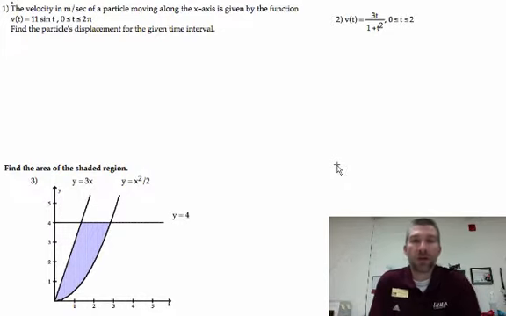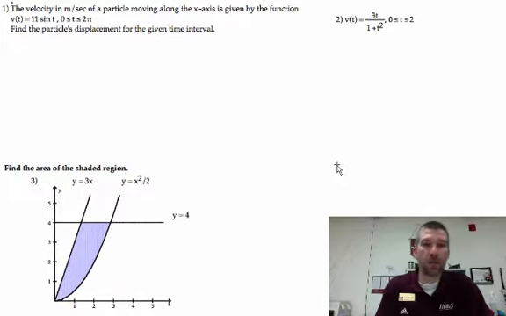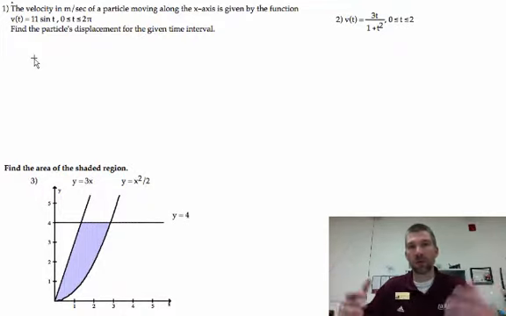First question, the velocity in meters per second of a particle moving along the x-axis is given by the function where the velocity is equal to 11 sine t from 0 to 2 pi. Find the particle's displacement. In other words, where'd the particle end up? How far did it move from beginning to end? Not its total movement, just from its original position to its new position, what was the distance covered?